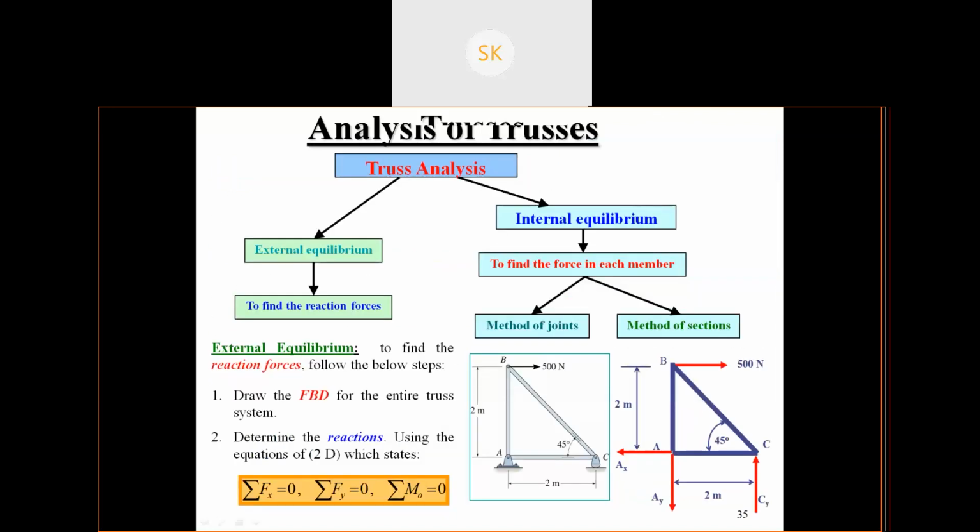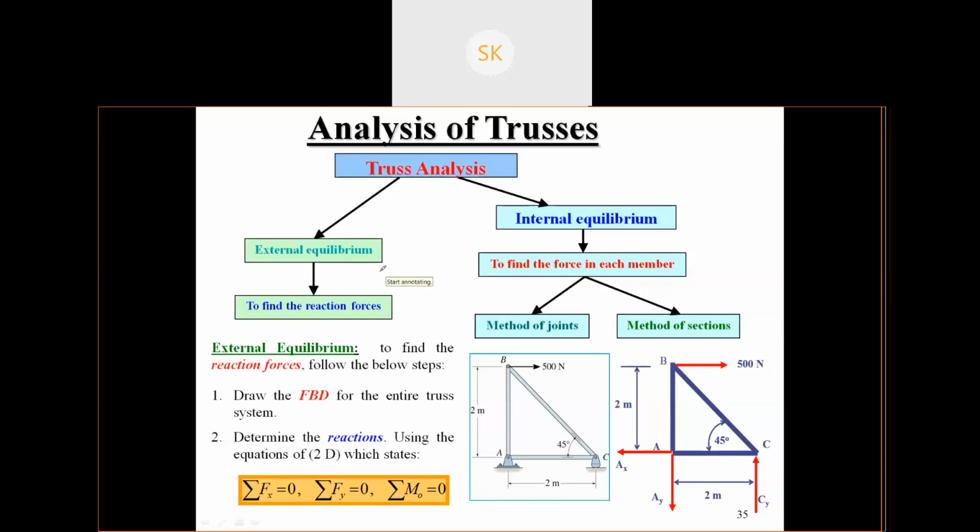So basically analysis of a structure is classified like this. You have to analyze the external equilibrium and also the internal equilibrium. To check the external equilibrium, you have to find the reaction forces. And for internal equilibrium, you have to find the forces in the members. What are the forces acting on those members? So we have two methods to find the forces in each member: method of joints and method of sections.